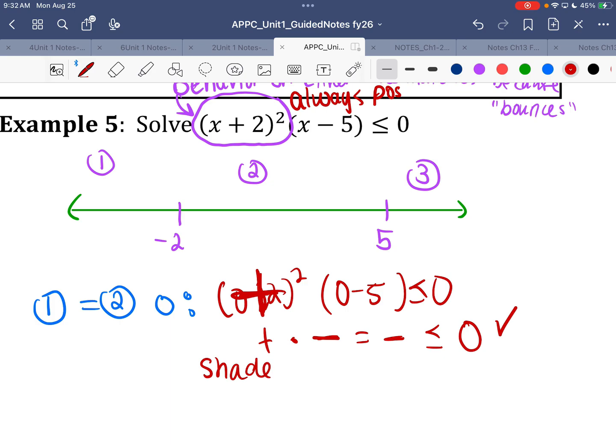Remember, it's not always whether it's positive. You got to look at the sign of the problem. Oh, I forgot. I didn't make my bubbles. So at my circle at -2, am I filling it in or not? Yes, we fill in circles because it's an equals. Filling in my circle. I can equal -2 and I can equal 5 because I can equal 0. And then we said we're shading.